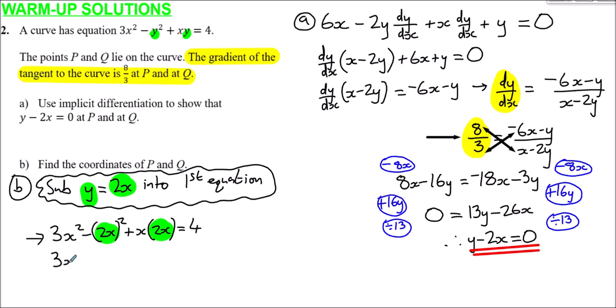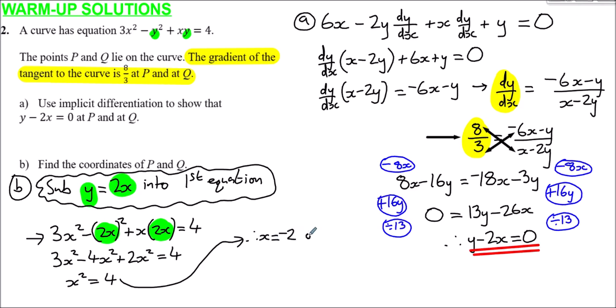So that gives us 3x squared. This becomes minus 4x squared. x times 2x is 2x squared, equals 4. This simplifies to be just 1x squared overall. So x squared equals 4. So therefore, quite clearly, square root both sides, but consider minus and positive root. x is minus 2 or 2.